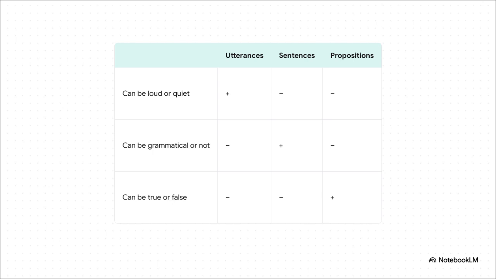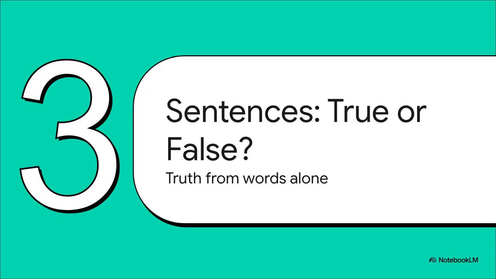You can't say a sound is true, right? A sound is just a sound. And a grammatical rule isn't false. Only the underlying idea can match up with reality. Okay, so let's build on that. Now we know what a sentence is.